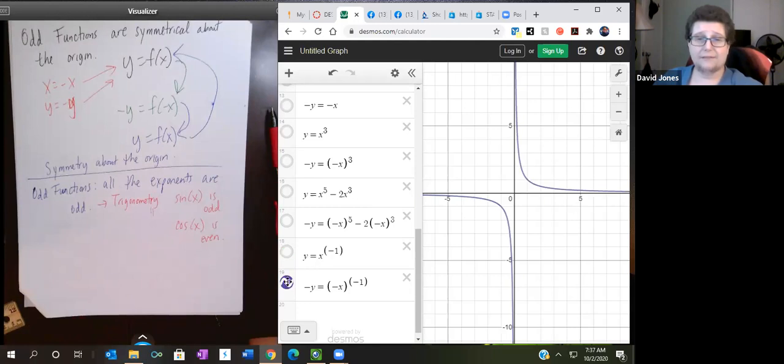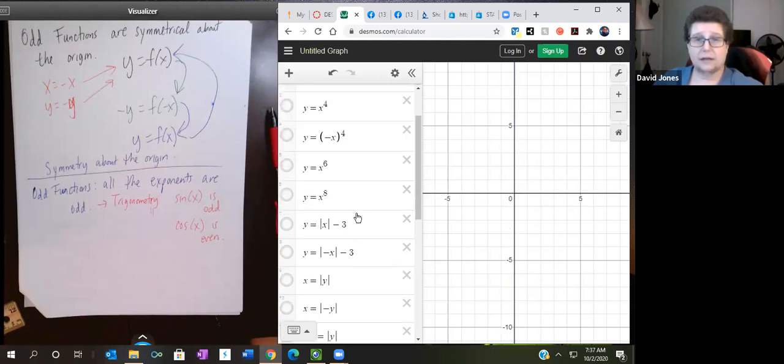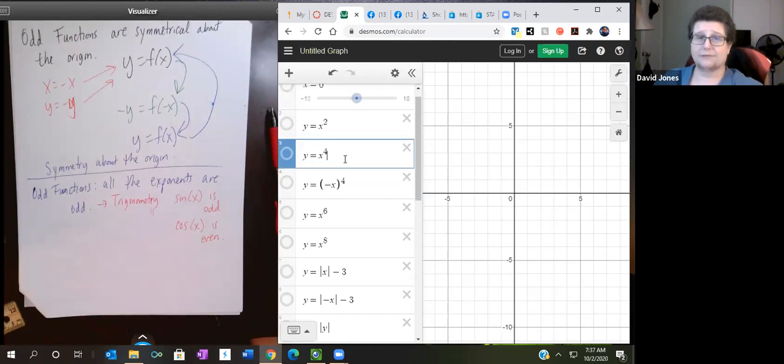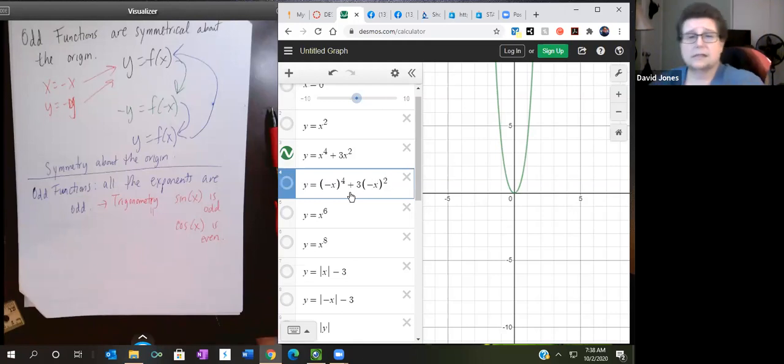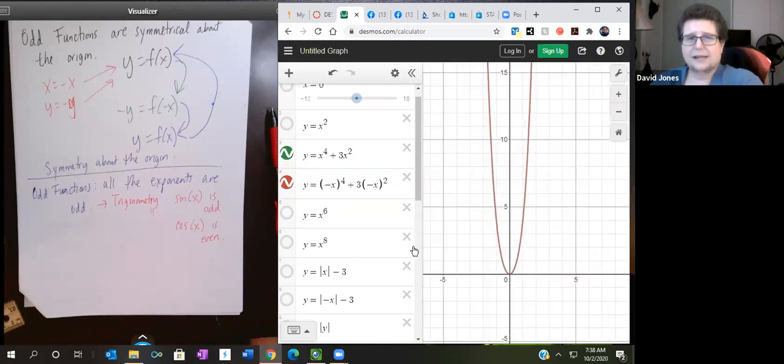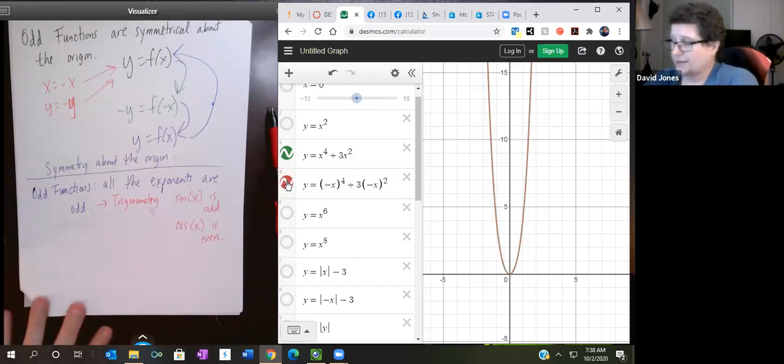What happens if I have, we showed up here, x to the fourth and negative x to the fourth. What if I have plus x squared? Let's make it plus 3x squared. Negative x squared. Look at those two. As long as all the exponents are even, it's even.